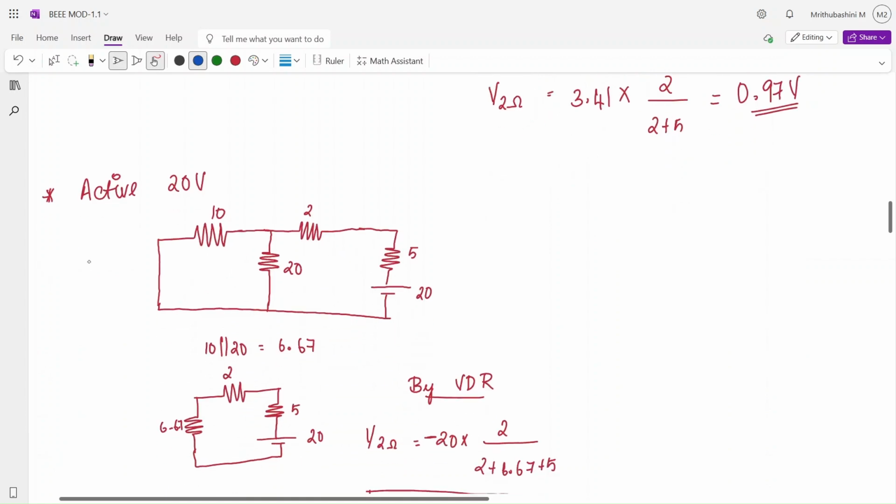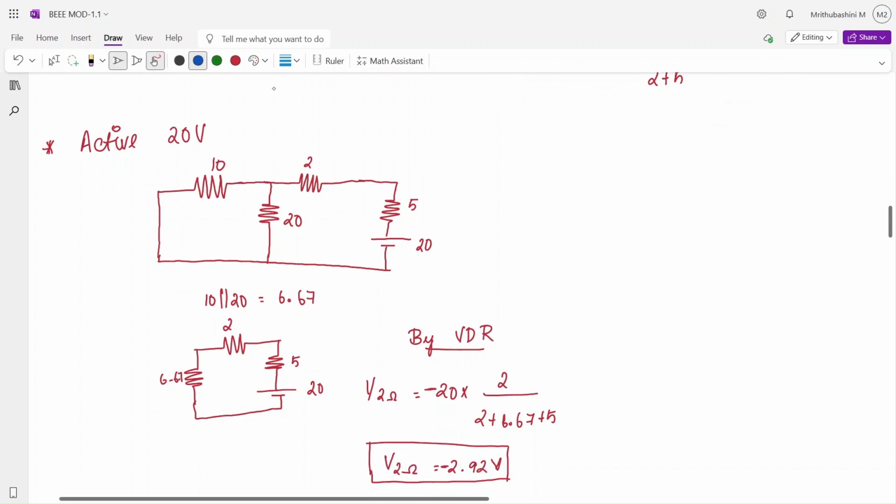All right, now I am making the next source active, which is the 20 volt, and I opened the current source and the 10 volt source. Now how do we find the voltage across this 2 ohm resistor? First, I'll solve this series parallel part. 10 parallel 20 will give you 6.67. So I have to find the voltage across this only, and here you have to put minus 20.